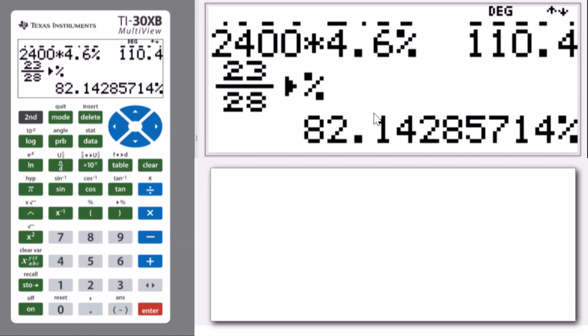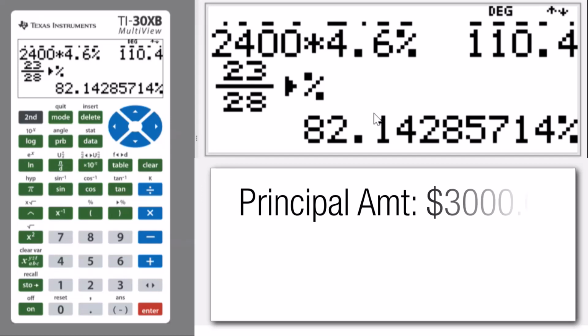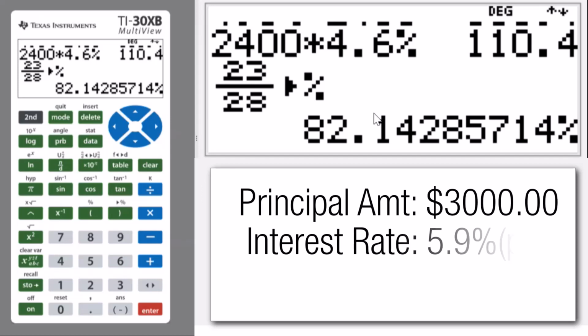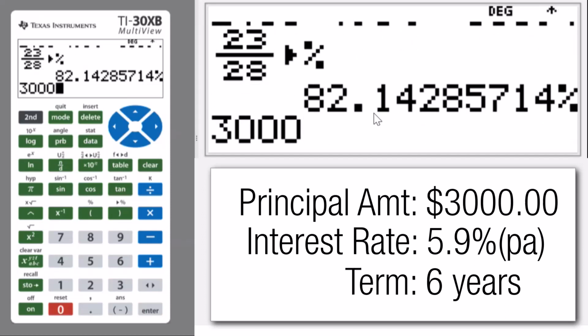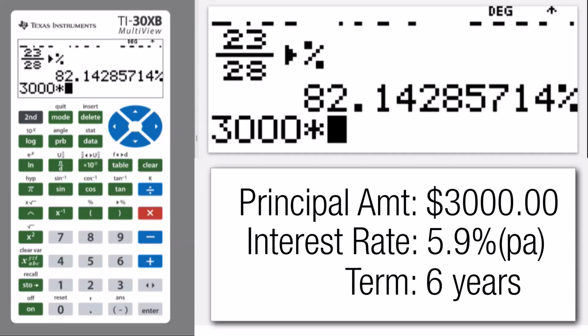Okay, so let's use that percentage button to calculate some simple interest. If I have $3,000 invested at a simple interest rate of 5.9% per annum for 6 years, then I can calculate the interest by doing 3,000, my principal or starting amount. I multiply it by my interest rate, because remember, it's principal times rate times time.